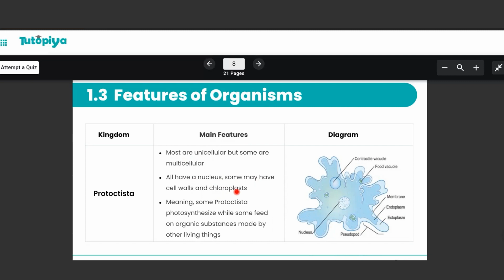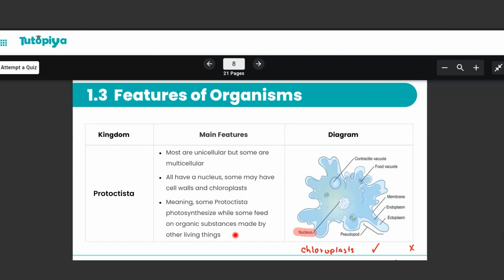So when we talk about protoctists, all of them definitely do have a nucleus. And with regard to chloroplasts, chloroplasts are present in some and absent in some. So the protoctists who do have chloroplasts, they can carry out photosynthesis and produce their own food. But the protoctists who do not have chloroplasts, they feed on organic substances made by other living things. So this is what you need to know, the main features of kingdom Protoctista.